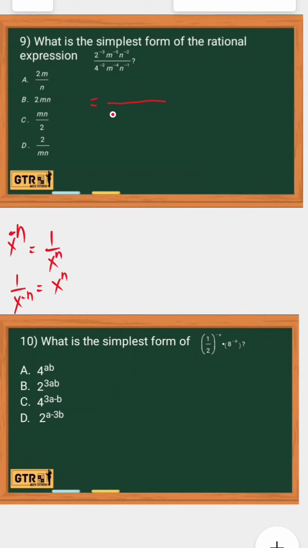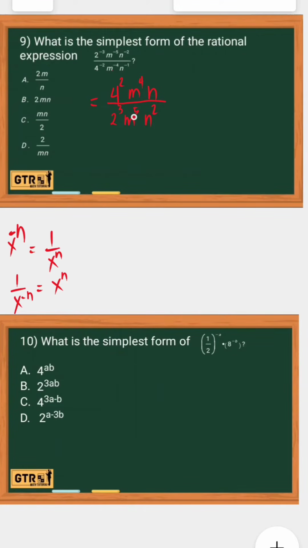So 2 to the negative 3, so magiging 2 cube na lang yan. Then m to the negative 5, so that is m to the 5th power. And then n to the negative 2, so that is n squared. Bumaba lahat sila dahil negative lahat. Yung nasa baba naman dahil negative lahat, aakyat lang lahat sila. So magiging 4 squared. We have m to the 4th power and n to the 1, or simply n.